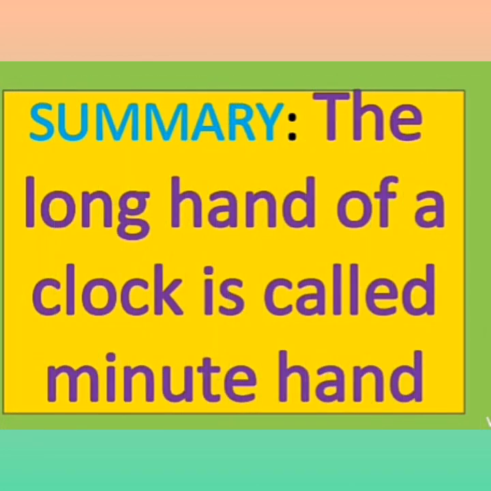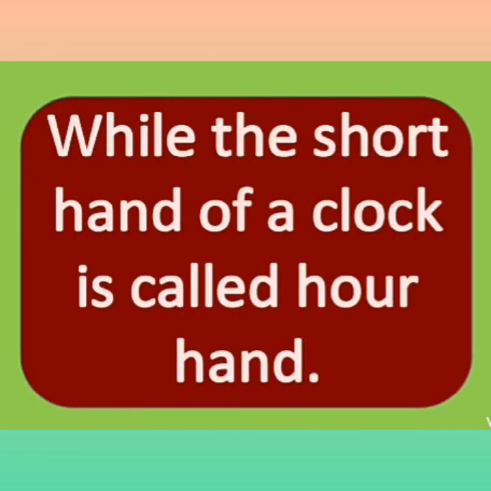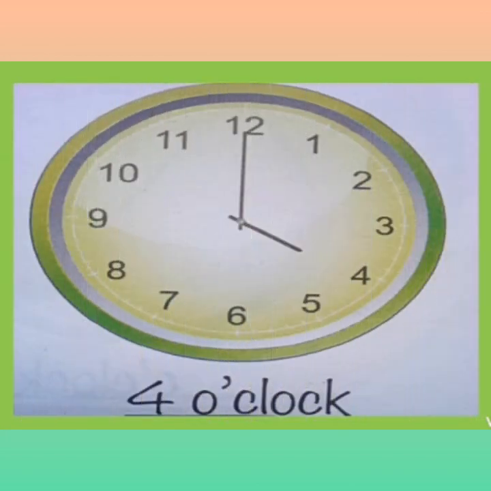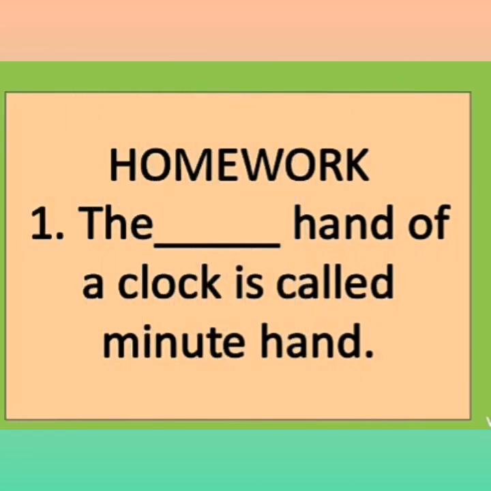Summary. The long hand of a clock is called minute hand, while the short hand of a clock is called hour hand. When the short hand is in between 1 and 2 and the long hand is at 6, the time is 1:30. When the long hand is at 12 and the short at 4, the time is 4 o'clock.